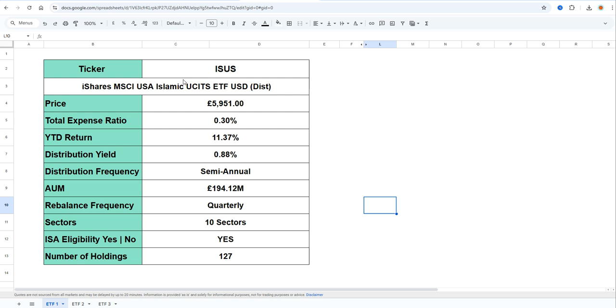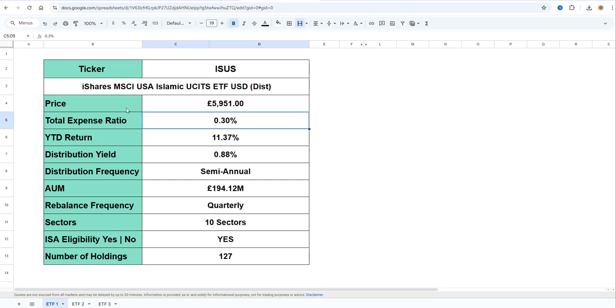So the first ETF is the ISUS. This is US based companies only. There's a world one, there's an emerging one. It's owned by iShares. iShares is owned by BlackRock, which is the world's biggest investment firm in the world right now.